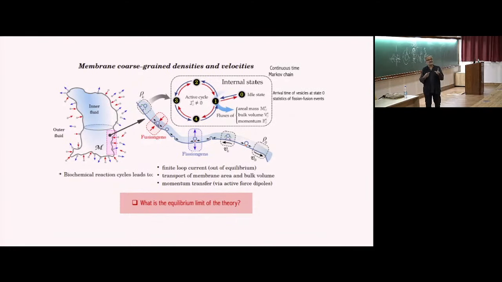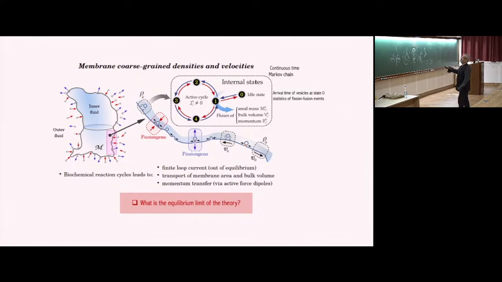There are two interesting equilibrium limits to note. One is, of course, to say that I restore detailed balance in these chemical cycles. When you restore detailed balance in the chemical cycles, that will make the loop current 0, and you won't get any of these fission and fusion processes. So that is one simple and obvious limit, the equilibrium limit.